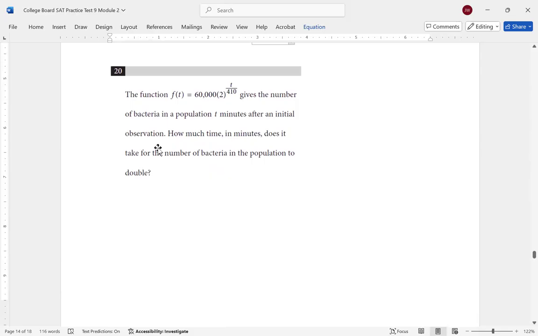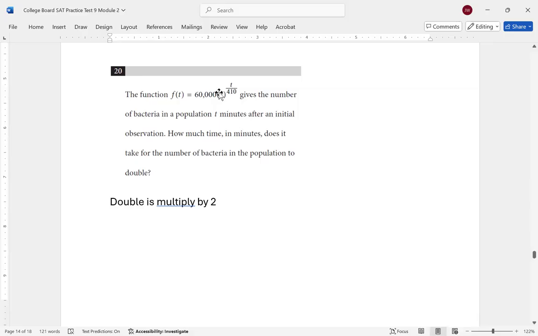Question 20. The function f of t is equal to 60,000 times 2 raised to the t over 410. That gives the number of bacteria in a population t minutes after an initial observation. How much time in minutes does it take for the number of bacteria in the population to double? So a double is a multiply by 2. We start with 60,000. We want to get to 120,000. So we need to multiply by 2.